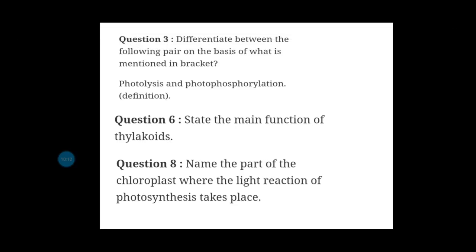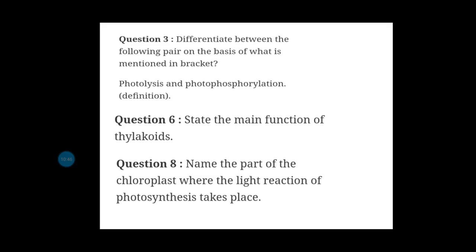Now look at the third question. It is asking to differentiate between the following pair on the basis of what is mentioned in the bracket: photolysis and photophosphorylation. So photolysis is the breaking of water in the presence of sunlight, and it compensates the electrons to photosystem 2. And photophosphorylation is the production of ATP molecules from ADP and inorganic phosphate in the presence of light.